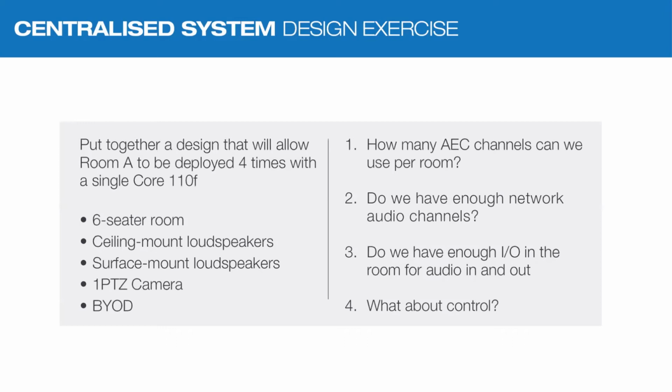It's a 6-seater, so we can probably get away with 4 microphones per room. Network audio channels, you can work it out, but there's more than enough. We've got 128 in and out on the 110F, so we don't need to worry about that. Analog inputs and outputs, we can add the IO8 Flex, 1 IO8 Flex in each room. That gives us 4 inputs for the microphones, and then 3 outputs for the speakers, which is 7 channels, which is okay. We've got 8 on the IO8 Flex.